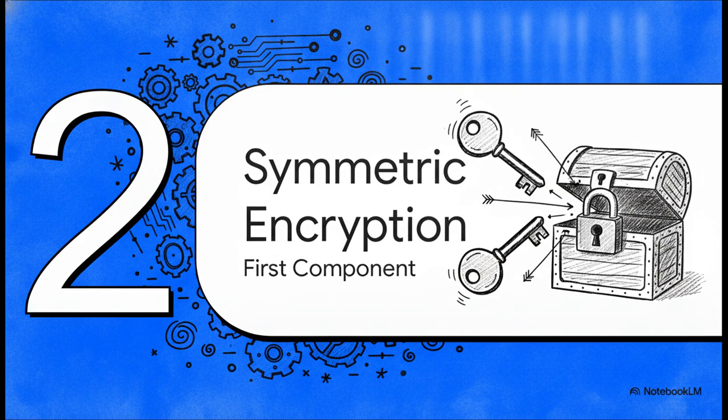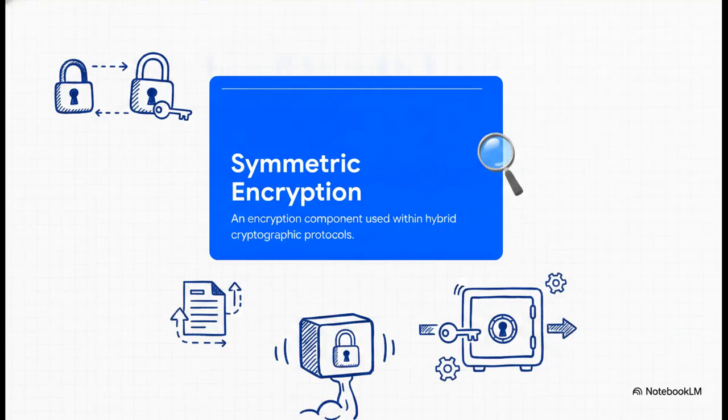Moving on to part 2, symmetric encryption explained. Okay, so symmetric encryption is essentially the first half of the equation presented in our source for securing key distribution. To put this in context, in real-world hybrid systems, think IPsec, symmetric encryption is the actual engine behind the encapsulating security payload, or what we call ESP. Basically, it does the heavy lifting.